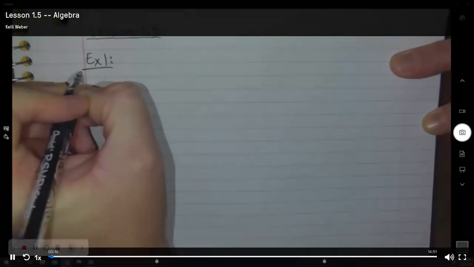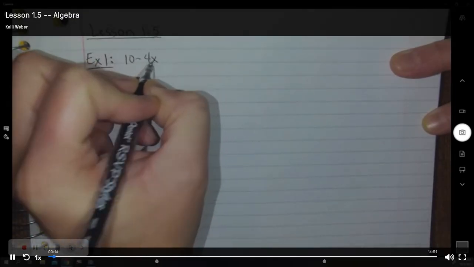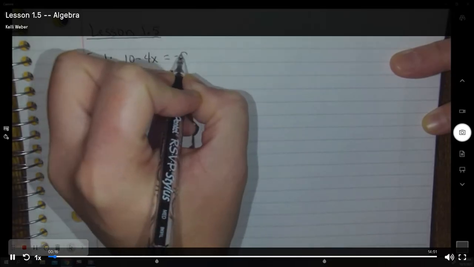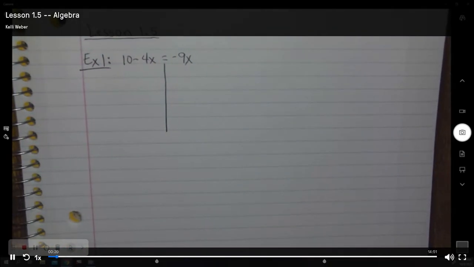This is lesson 1.5. In lesson 1.5, we're going to talk about solving equations when we have variables on both sides of the equal sign. So for example 1, if we have 10 minus 4x equals negative 9x. Just like when we have plain old numbers on both sides, we have to add or subtract to move it to the same side of the equal sign.